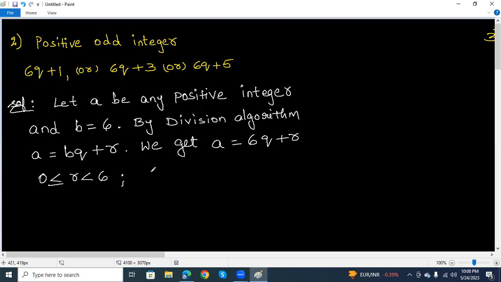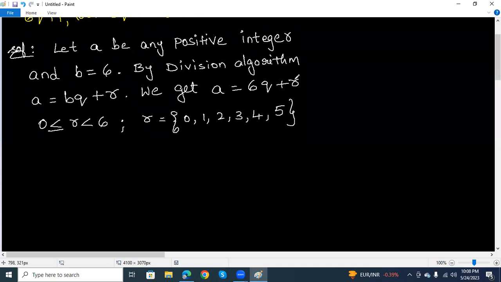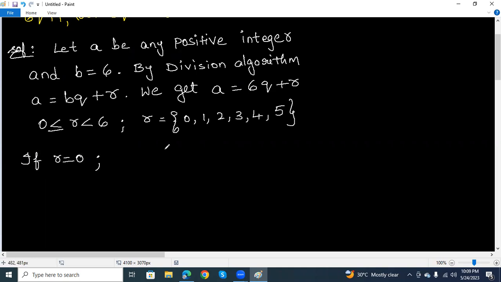That means R values are 0. We can take 1, 2, 3, 4, 5. We can't take 6, right? Because 6 is our divisor. We should go till less than our divisor. So now in this case, we need to substitute in the remainder place 0, 1, 2, 3, 4, 5 and check what we get. If R value we take 0, then what do we get? A is equal to 6Q plus 0. So 6Q.